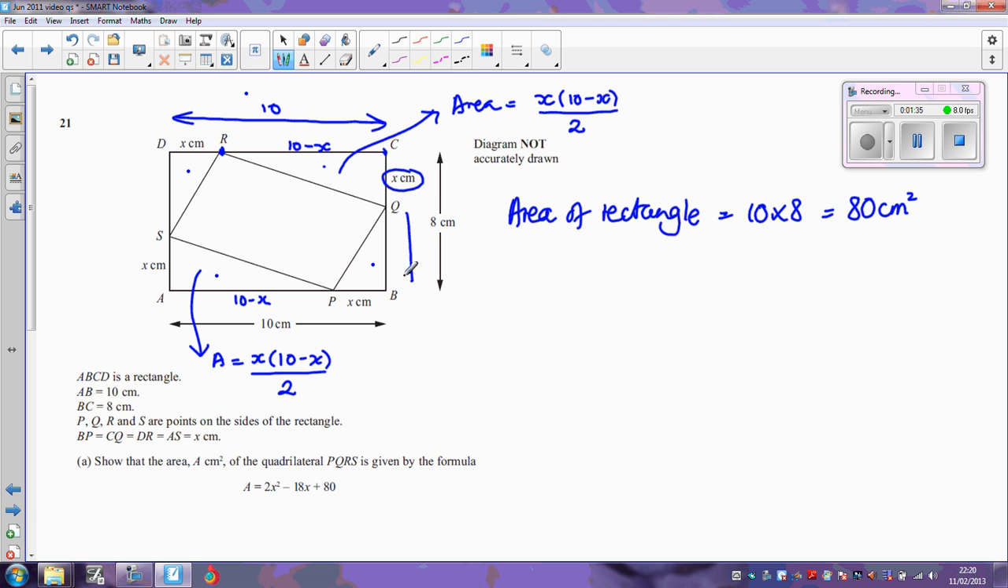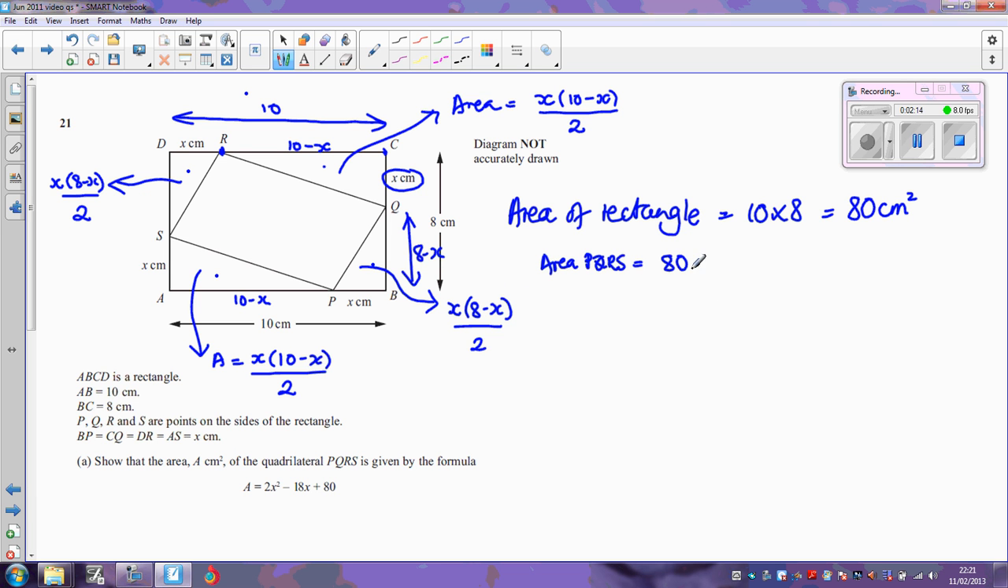I'm going to do a similar thing here with these 2 triangles. This length from here to here is just going to be 8 take away x, which means that the area of this triangle is again base times height, so 8 minus x, and that's again divided by 2. And the area of this triangle over here similarly is going to be x times 8 minus x, and that's divided by 2. So if I want to find the area of the shaded quadrilateral, so the area of PQRS is going to be the area of my rectangle. Well, that's 80.